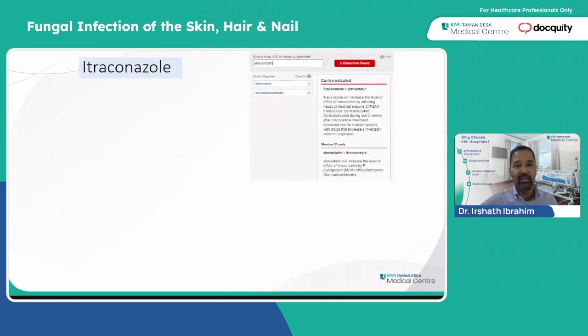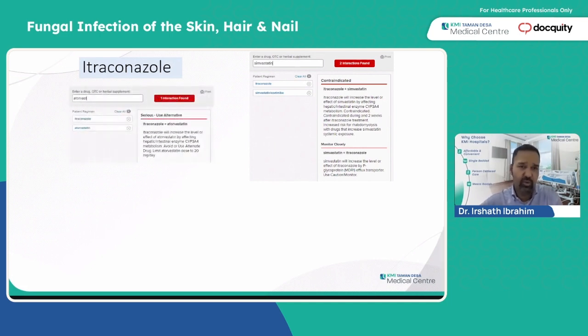Now, a lot of drugs interact with itraconazole. If they're on a statin, you have to be careful because itraconazole is an enzyme inhibitor, so it can enhance the effects of other drugs, such as simvastatin or atorvastatin. So if you're going to give itraconazole, what I normally do is ask the patient to stop the statin for 2 weeks while on itraconazole. Rosuvastatin doesn't seem to have any interaction with itraconazole.